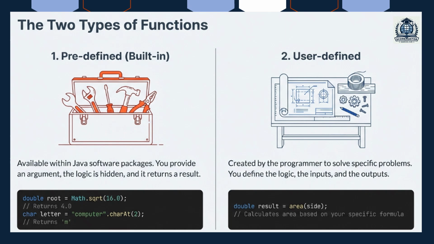Predefined functions are built into Java. You pass arguments, the internal logic stays hidden, and you get a result. User-defined functions are created by the programmer, where you control the logic, inputs, and outputs. Use built-ins for speed, but rely on user-defined functions when the problem demands your own brain.